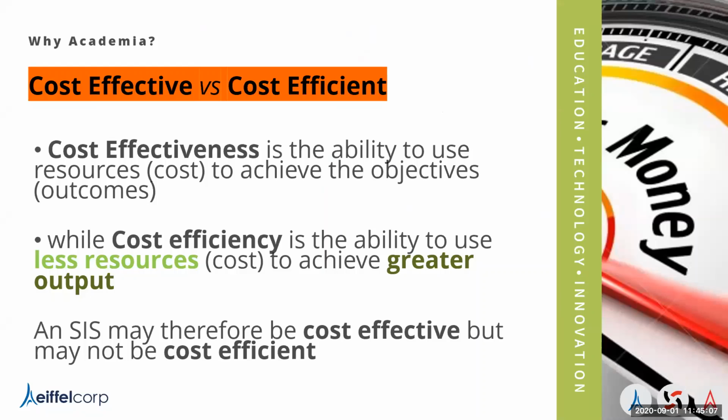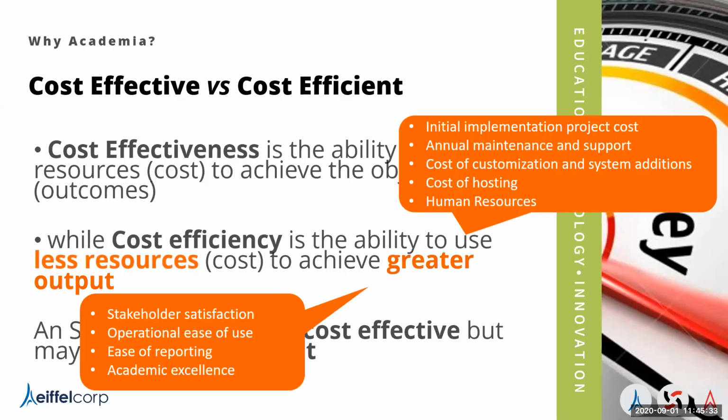Five years ago, if you looked at tenders or if you looked at SISs, the buzzword was make sure you get a system that is cost effective. Cost effectiveness is the ability to use the resources, so that's the cost of the system, to achieve the objectives, that's the outcomes of the system. What can the system do? And that was a good argument to have 5 years ago, but the market has changed, and now you're not looking at how cost effective this SIS is, but how cost efficient the system is. Because cost efficiency is the ability to use less resources, cheaper, to achieve a greater output.